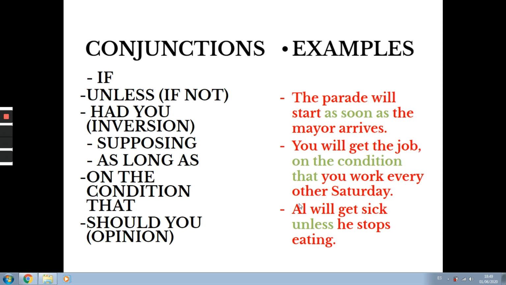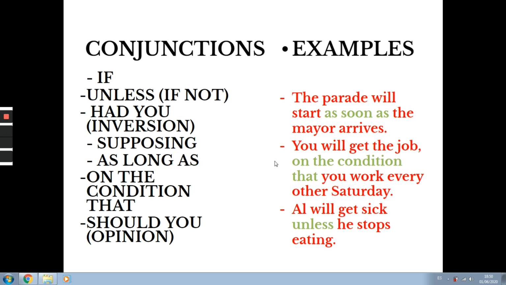Another linking word is "had you", inversion. Had you known that store, you wouldn't have bought those shoes over there. This is a little bit more formal since we are very much stuck to the if clause. We do not tend to identify this as a conditional sentence. That's one of the challenges for the students.